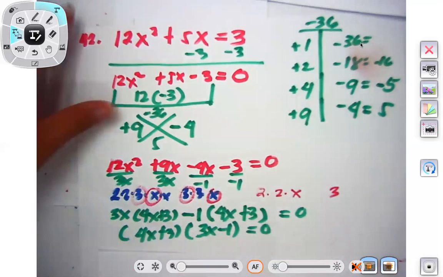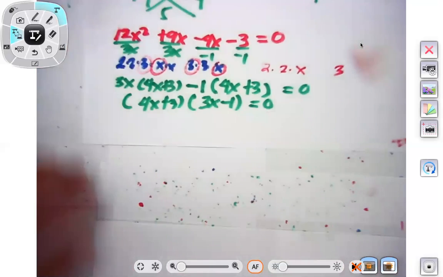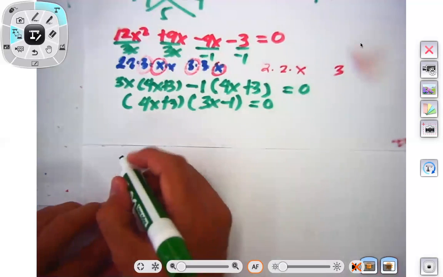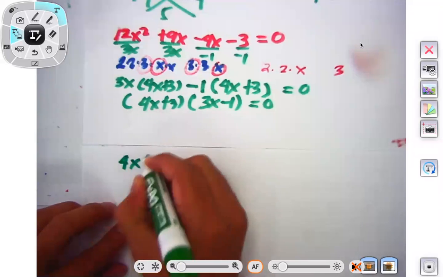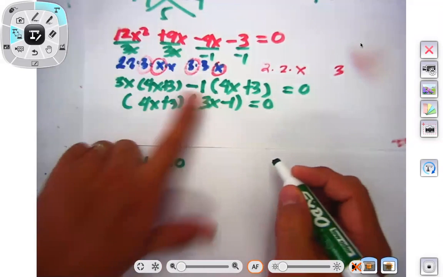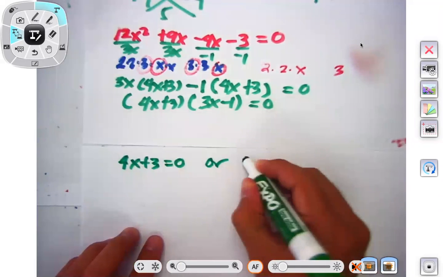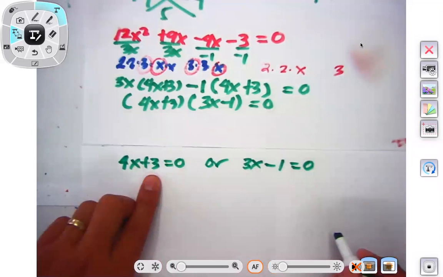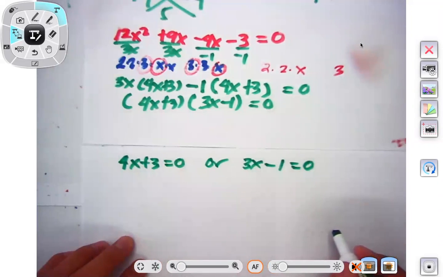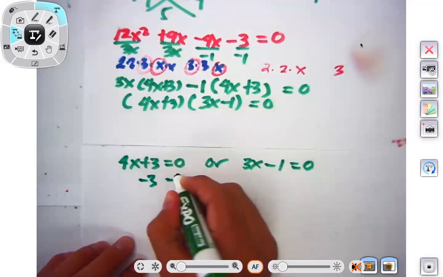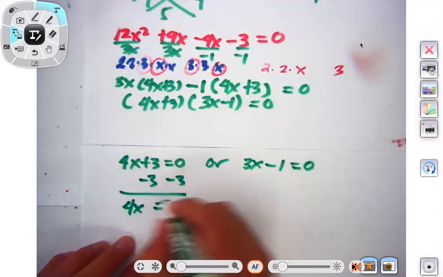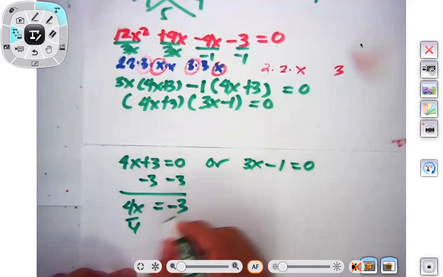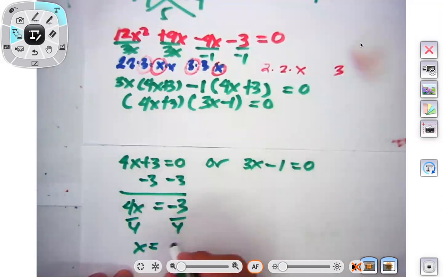Let's solve for x here now. You'll have 4x plus 3 equals 0, setting its factor to 0. Then we have 3x minus 1 equals 0. You subtract both sides by 3. Minus 3, minus 3. You have 4x equals negative 3. Divide both sides by 4. Your x is negative 3/4.